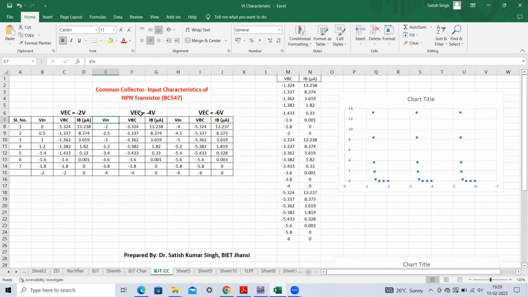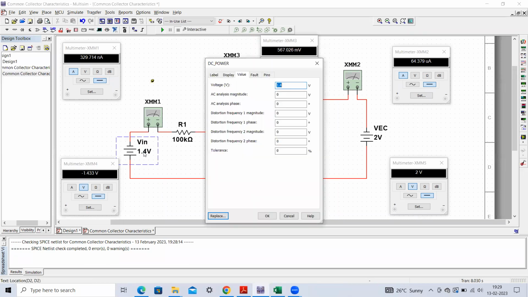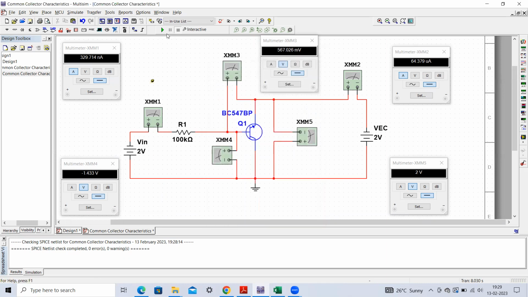Then again I have changed the VEC value to minus 4 volt. I'm just showing this result. If you make it 2 volt and execute the circuit, you can see this current is almost in nanoamperes, a very, very small current in comparison to your microampere. It is negligibly small, so I can make it 0.